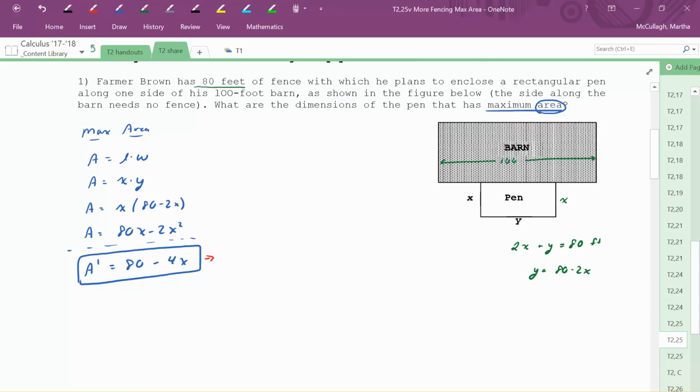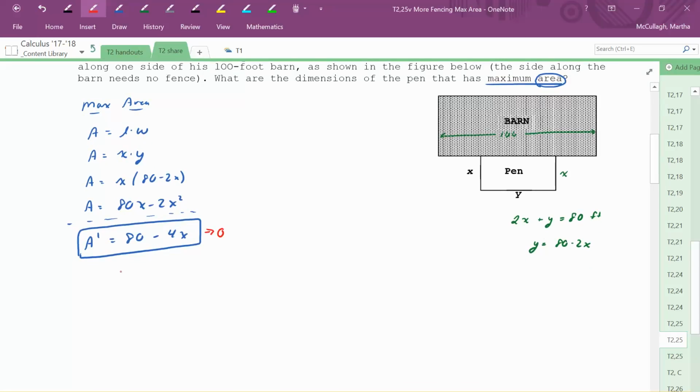Again, like yesterday, it came out with a nice linear equation that makes us happy. We're going to set that equal to 0. So I have 80 minus 4x equals 0. 4x equals 80, or x equals 20 feet. Well, I'm hoping that that's a maximum. We'll come back to our sign chart and say, okay, here's my A prime. Here's my key value. This is a linear equation. It goes downhill, so I've got positive values here, 0, negative values, uphill, downhill. Yes, that's a maximum. That's what we're looking for.